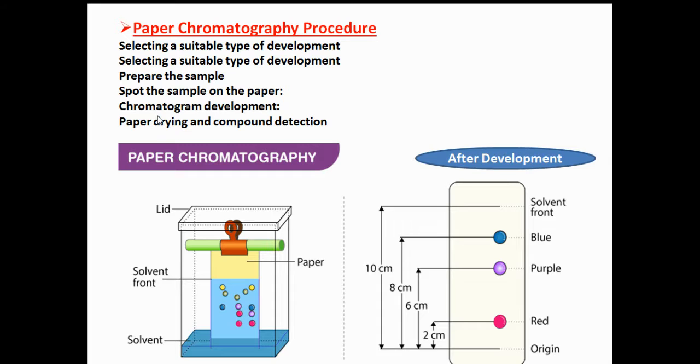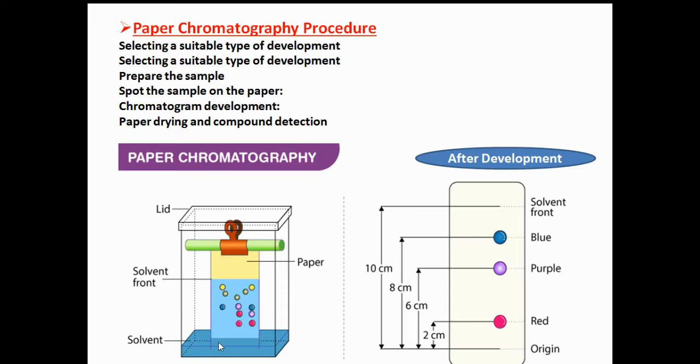Then we need to develop the chromatogram. So what we should do is take this paper and fix it in the chamber. This is known as the chromatography chamber, the paper chromatography chamber, where the solvent is taken. The solvent here is acting as the mobile phase.